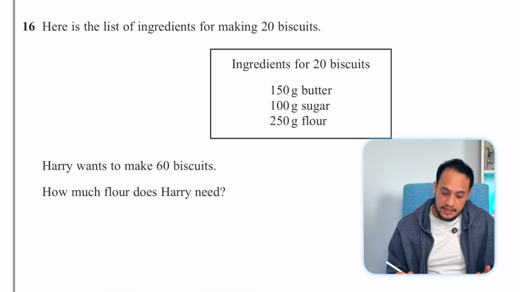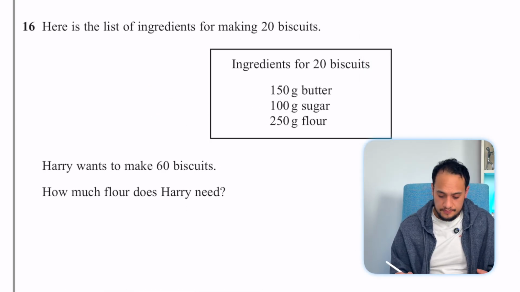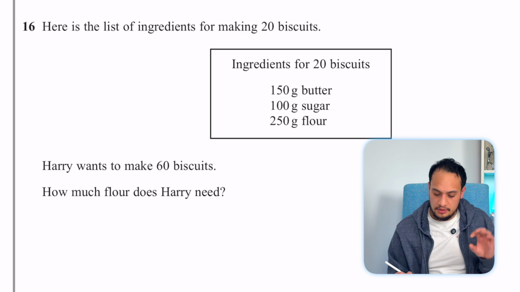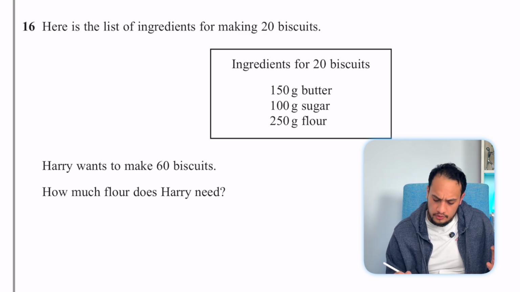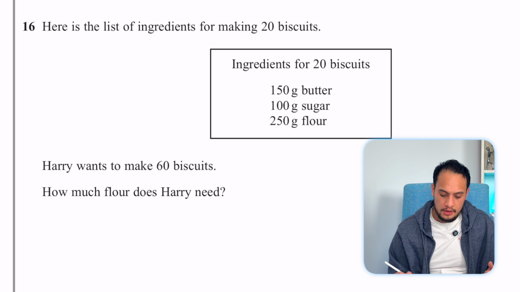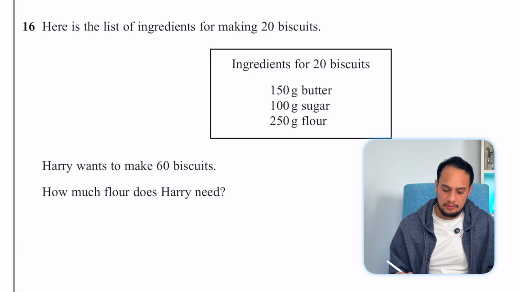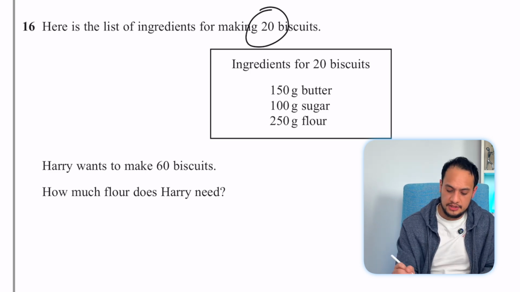Okay, 16. So here's a list of ingredients for making 20 biscuits. So you've got your ingredients for 20 biscuits. You've got 150 grams of butter, 100 grams of sugar, 250 grams of flour. Harry wants to make 60 biscuits. How much flour does Harry need? This makes use of the idea of proportion.